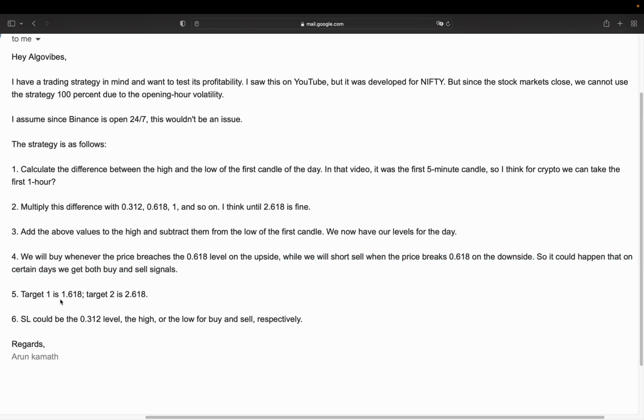Target 1 is 1.618 ratio. I will take this, but I won't cover target 2, just to make things easier. Stop loss could be the 0.3 level or the high. I think this is way too tight, so I'm going to just take the entry level with a negative sign. So simply minus 0.618.